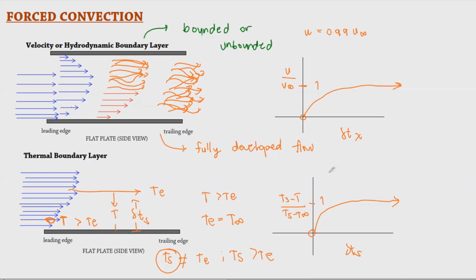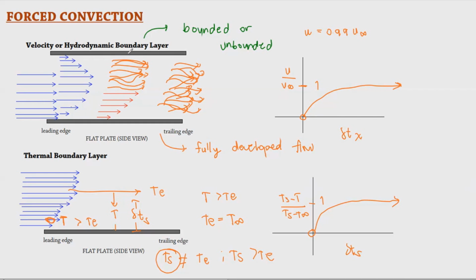So that's it for our thermal boundary layer. I hope you've understood how it works. The velocity boundary layer is just an introduction to forced convection. That's why I wanted you to understand this. And this is very essential when we talk about forced convection, by the way.